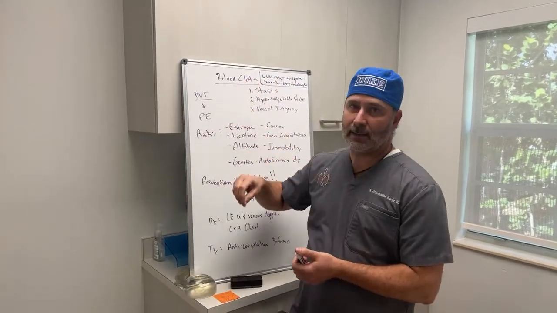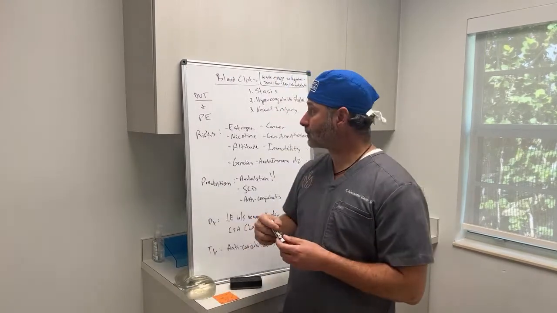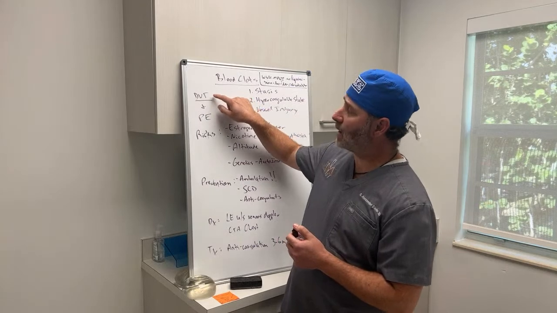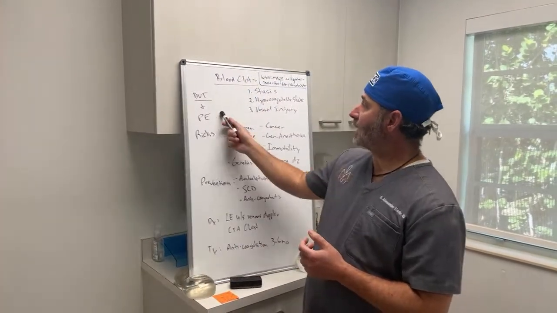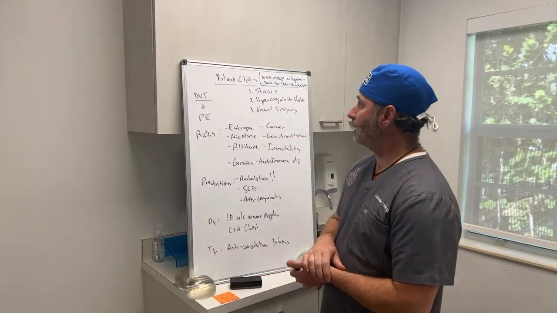That's your DVT. And then we have your PE. PE stands for pulmonary embolus. In this setting, we're talking about a clot that either forms in the vessels of the lung, or that has been dislodged from, say, a DVT. It then travels from the leg all the way up to the lung, causing major issues. We're talking today about clots, not fat embolism. That's a completely different subject that we can discuss at another time.